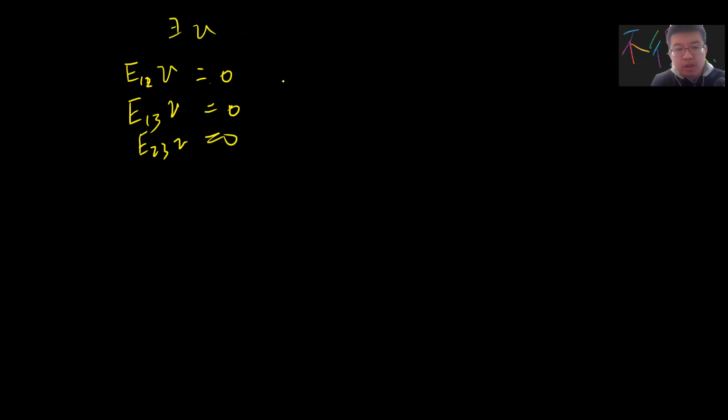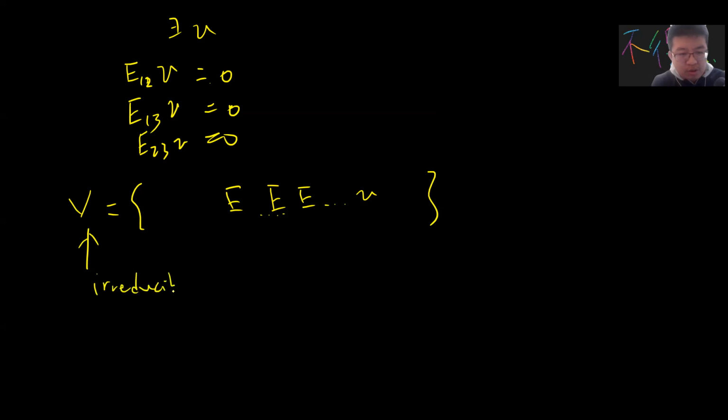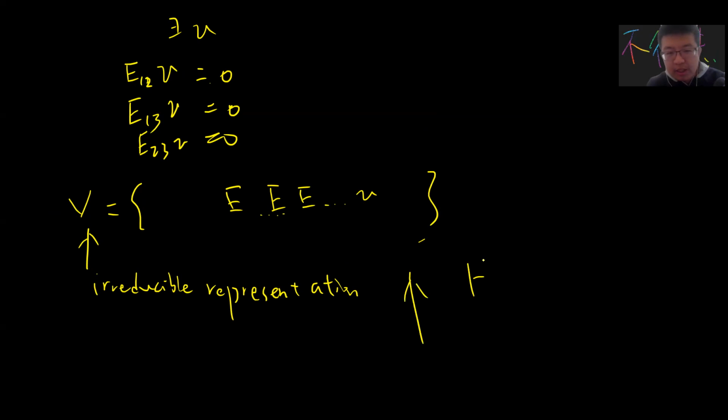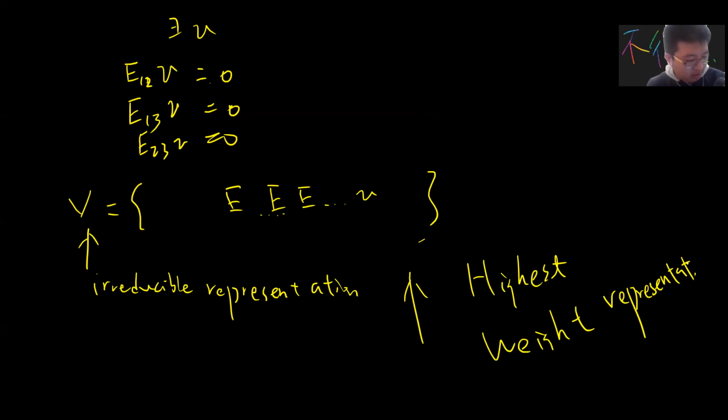So basically, you need to assume that there is a vector v, and all the representation comes from the rest. Your vector space will be all the 3 negative roots and all their products on V. Okay, so this is your irreducible representation. Basically you can plot it as a hexagon. This is the general story. This is called the highest weight representation.